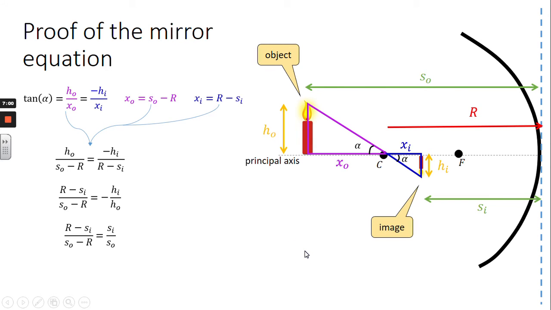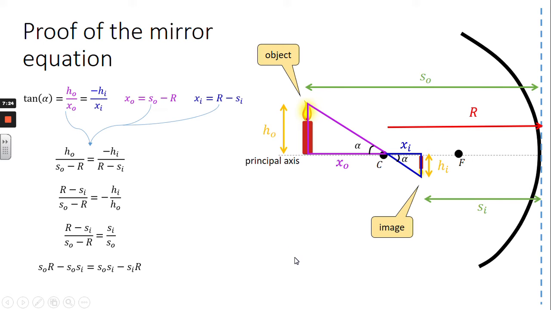After we've done that, we can see that this definition here, minus hi over ho, is the same as si over so. That's due to the fact that our magnification tells us that image height to object height is the same as image distance to object distance with a minus sign.